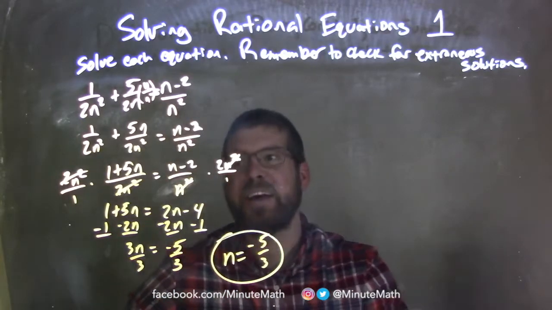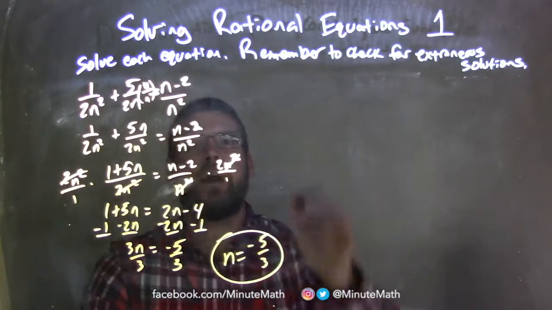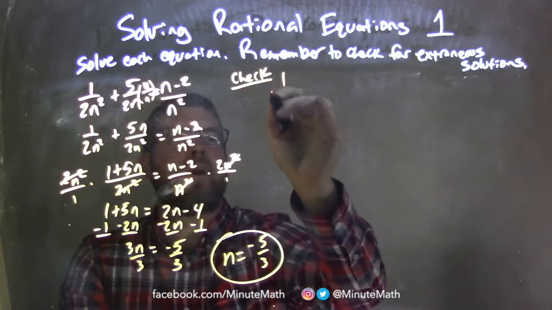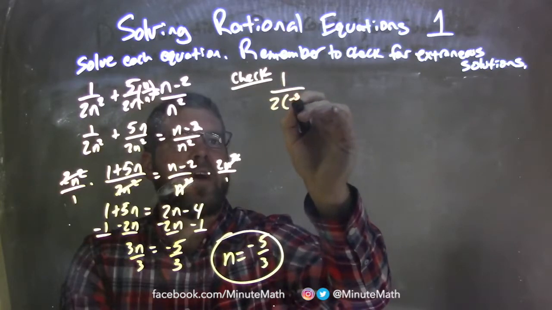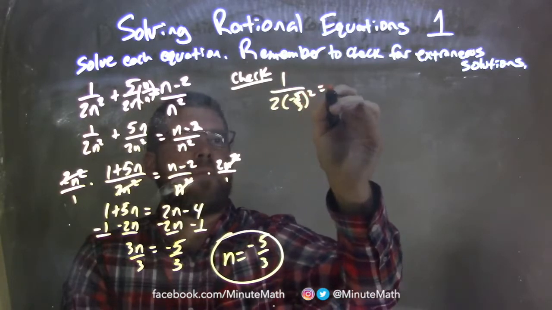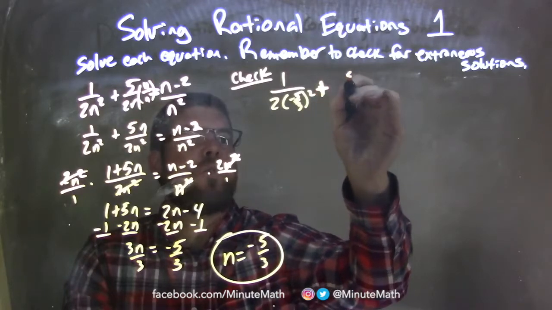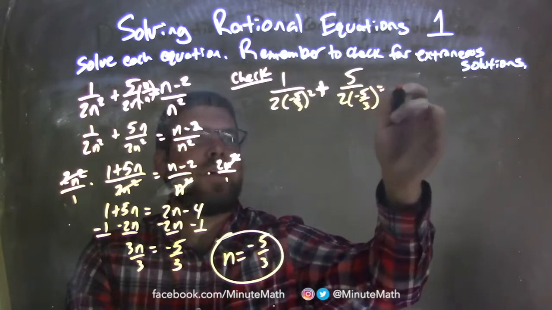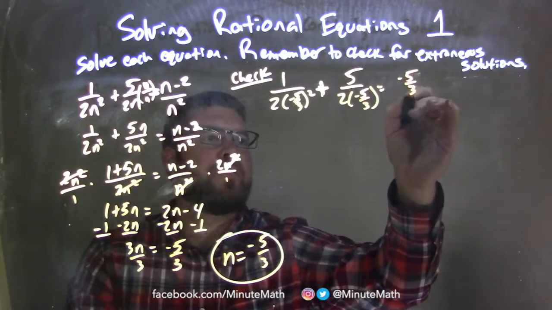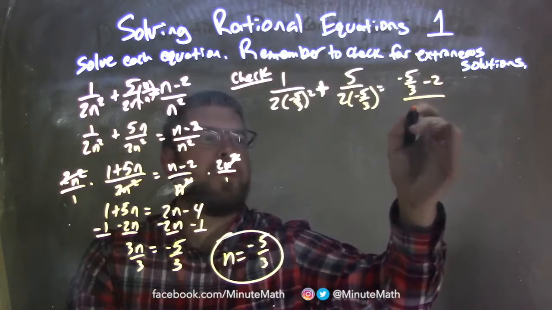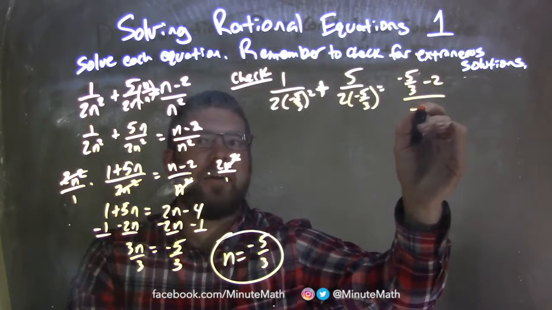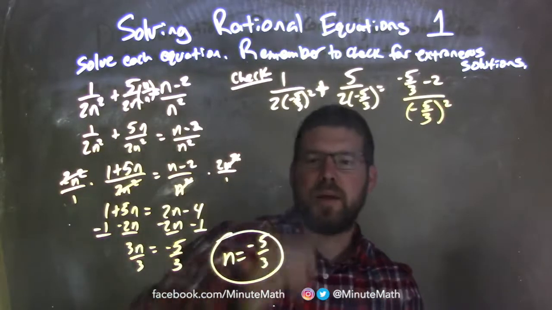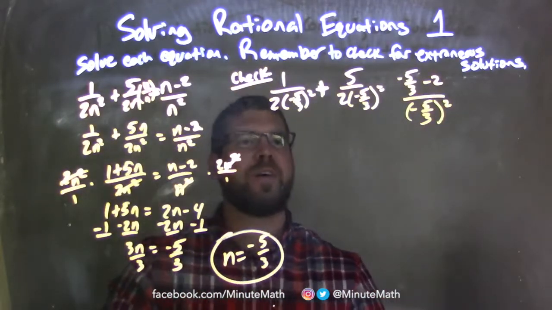So we got a fraction here. So now we're going to check that fraction. Okay, let's go check our fraction. So we have our check here. Plug it back in. We have 1 over 2 times negative 5/3 squared plus 5 over 2 times negative 5/3 is equal to negative 5/3 minus 2 over negative 5/3 squared. And I ended up just not rewriting the equation, just plugging the n value, negative 5/3, in for n from the beginning.